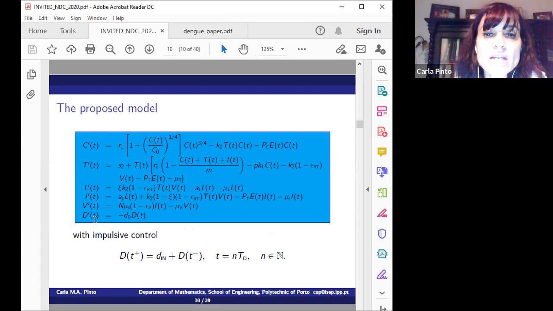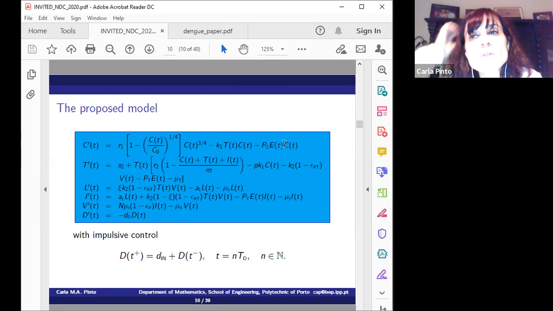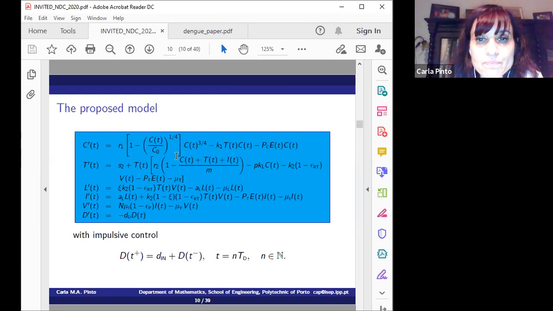As you can see, on your left are the first derivatives, which are described by the rules on your right. For instance, this says that the variation of the cancer cells over time is given by the proliferation rate associated with these cancer cells. They are eliminated by the T cells at the rate K1. And there is this term over here, which represents the effect of the chemotherapy.